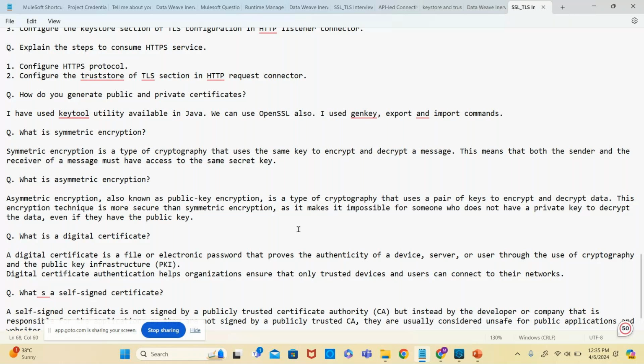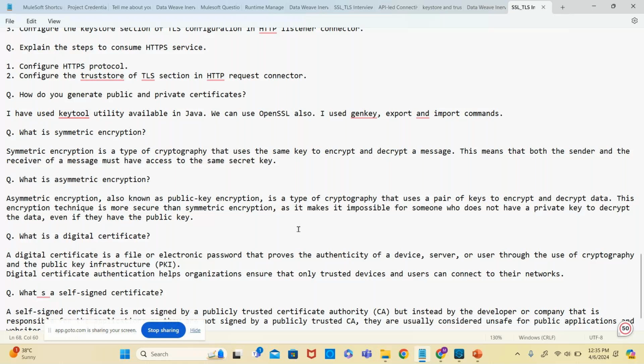This encryption technique is more secure than symmetric encryption as it makes it impossible for someone who does not have a private key to decrypt the data, even if they have a public key. Exactly. See, it means that they use two keys there. Okay, one for the encryption and the other for the decryption.